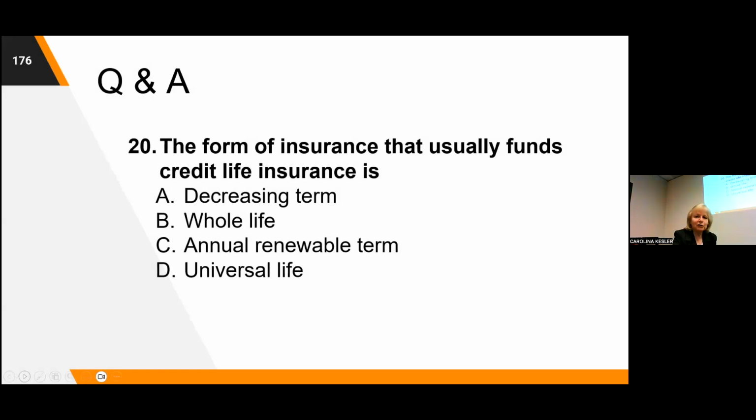And the form of insurance that usually funds credit life is what? Decreasing term.